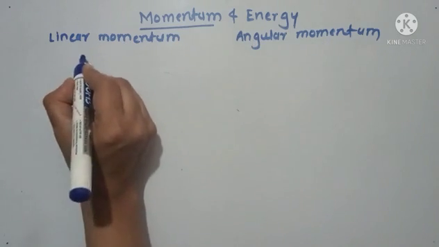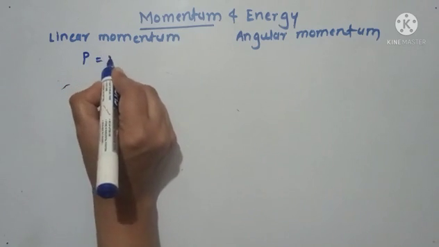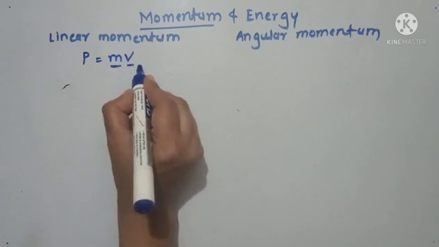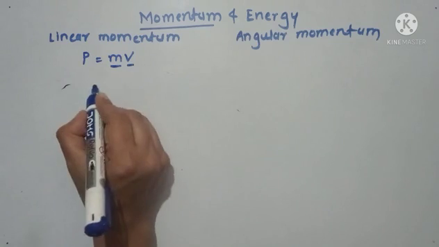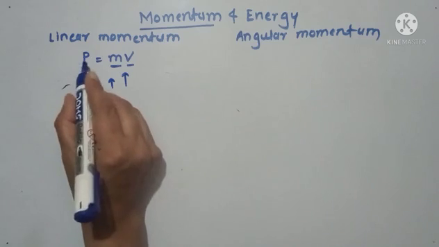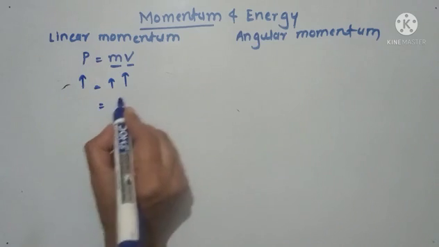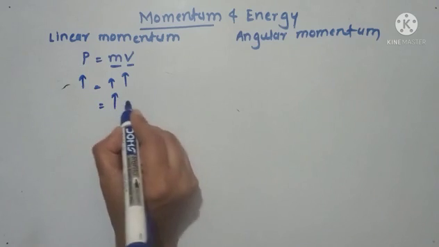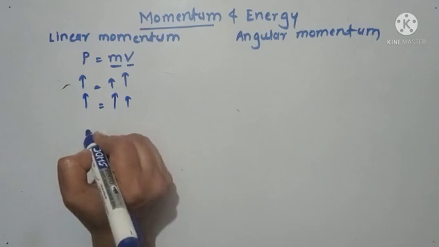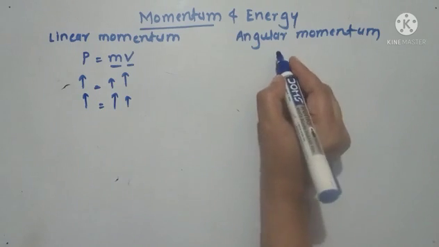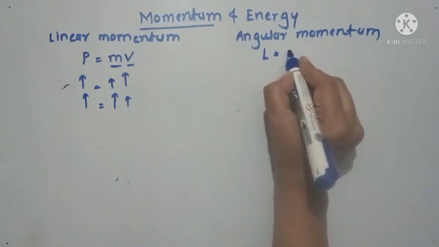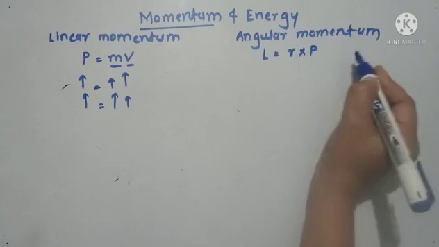So linear momentum is defined as P equals mv. So this is a mass and this is a velocity, which we have already seen. If the mass is smaller and velocity is greater, it will create a greater momentum. Or even if the mass is greater and velocity is smaller, then also it will create a greater momentum. Now angular momentum is defined as L equals R cross P.